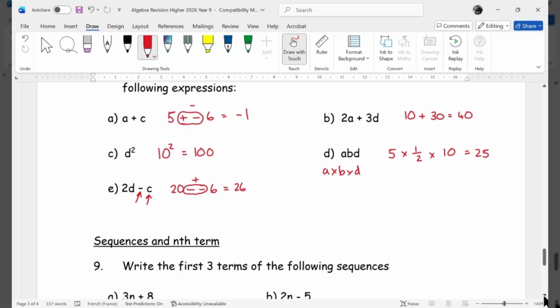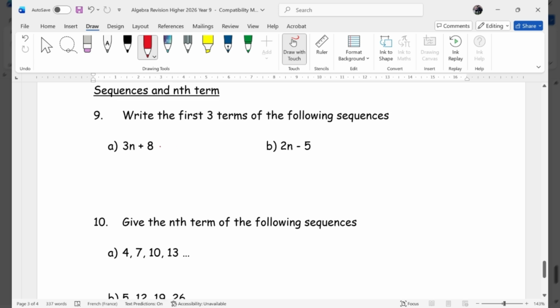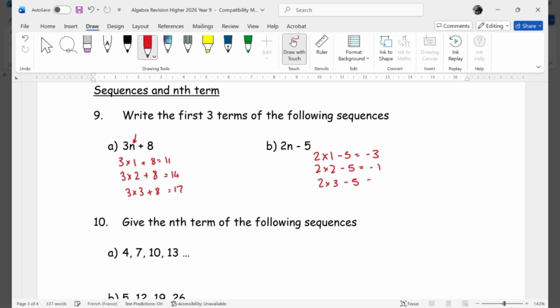And lastly, hurrah, we're on to sequences. Write the first 3 terms. Okay, first 3 terms. First term, 3 times 1, add 8, 11. Second term, swap n for 2, which is 14. Third term, 17. Here, 2 times 1, take away 5, minus 3. 2 times 2, take away 5, minus 1. And 2 times 3, take away 5, which is 1.